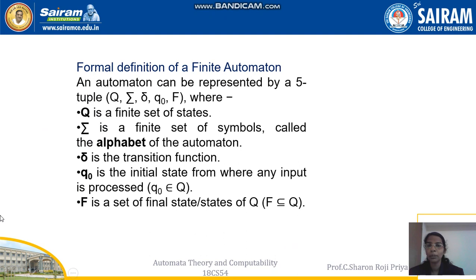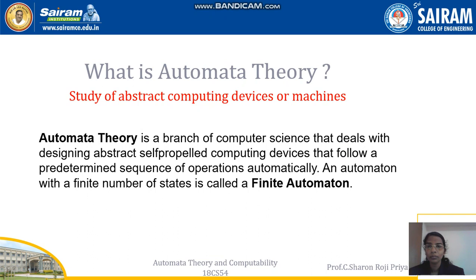So the third element is my transition function. And Q naught should be your start state and F is your final state. Always the notation for my final state is a double circle. Right, so this is the introduction part. What is computation and what is automata theory? Automata theory is the study of abstract computing devices. Automata is a model, a self-acting model. Thank you.